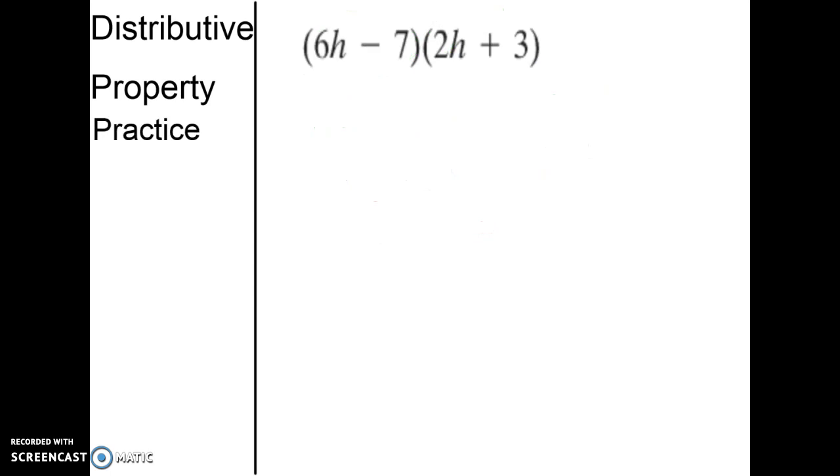this 6h minus 7 and 2h plus 3. And I'll be coming around to check your work on that.